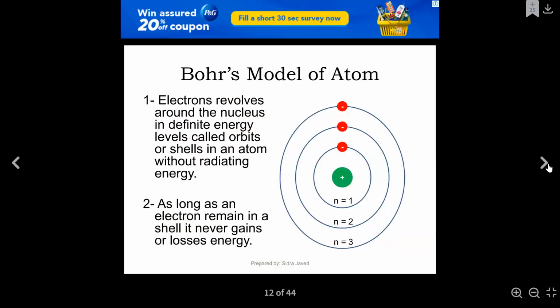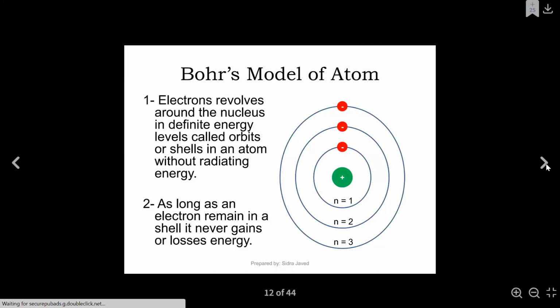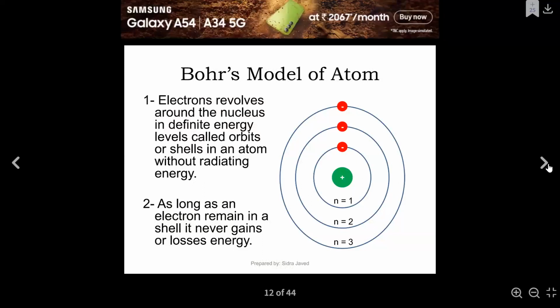So electrons revolve around the nucleus in definite energy levels, which we do not call orbits, we call them shells. And second point, as long as an electron remains in a shell, its energy remains constant. That's why the energy levels or energy shells are called stationary states.